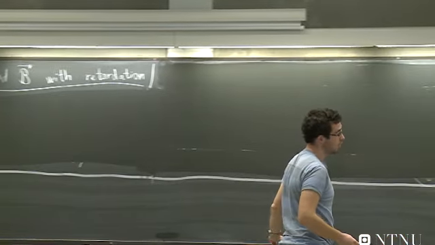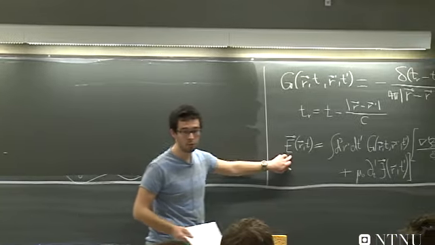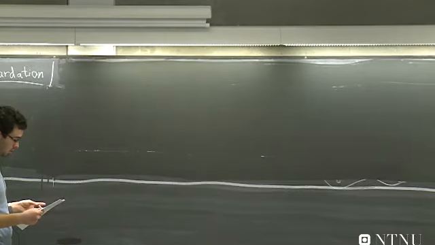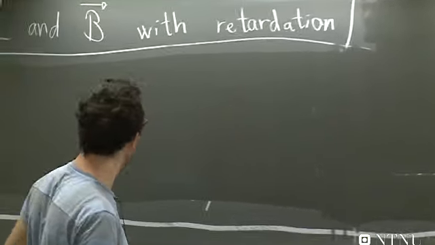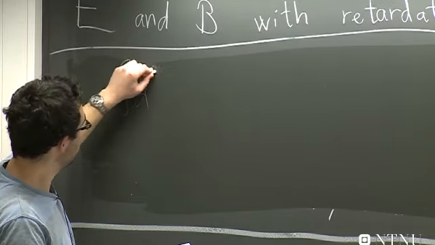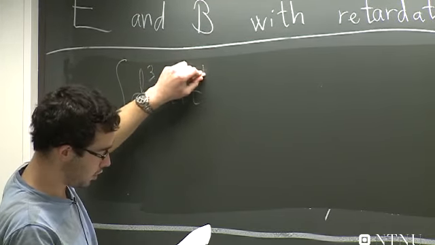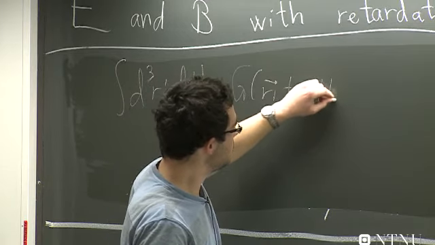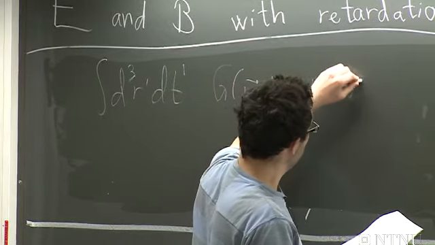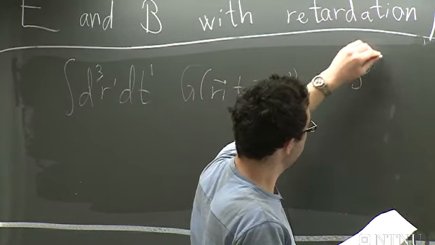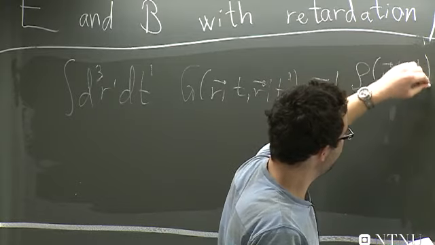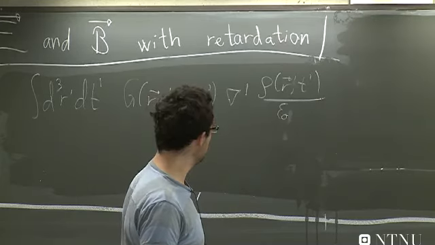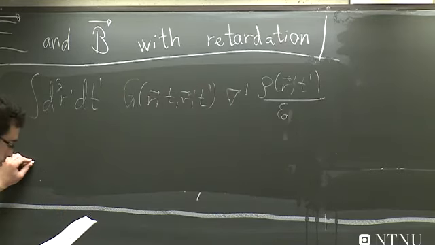Okay, so we start off by examining this integral and trying to perform a partial integration. And then, if I do that, I get that the integral over d3 r prime dt prime, G of r, t, r prime, t prime, the gradient prime of rho of r prime, t prime over epsilon naught, that's my integral to solve, is equal to the following.